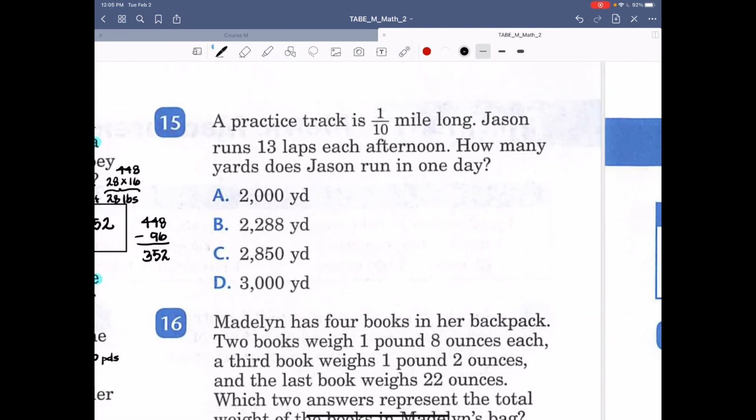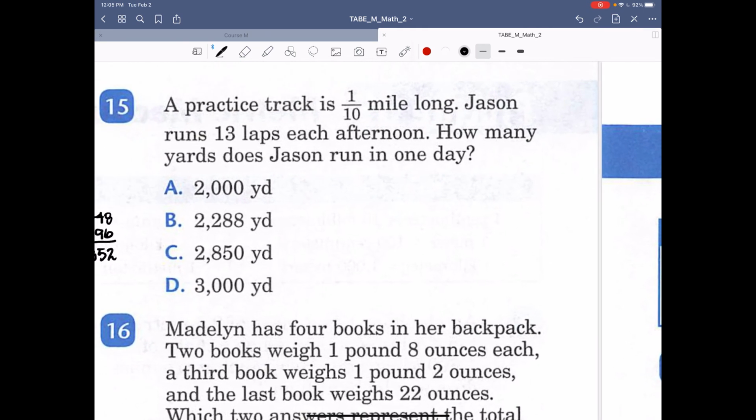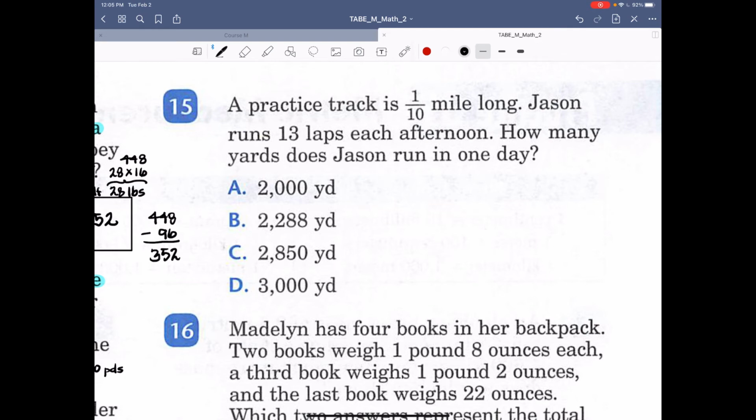Number 15. A practice track is 1/10 of a mile long. Jason runs 13 laps each afternoon. How many yards does Jason run in 1 day? So we have a track that is 1/10 of a mile. He goes around it 13 times, and we want to know how many yards that would be.